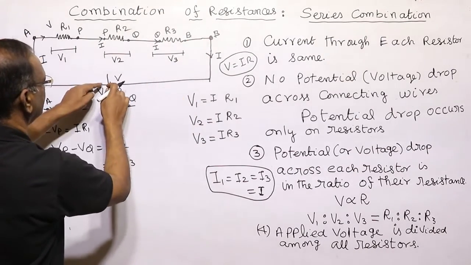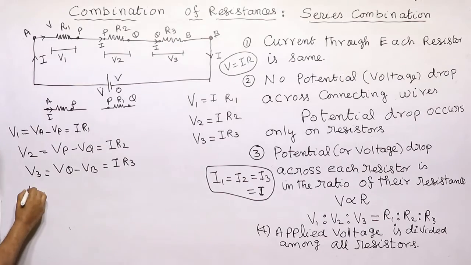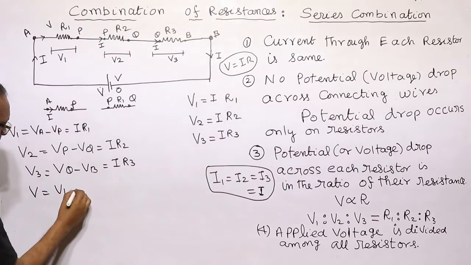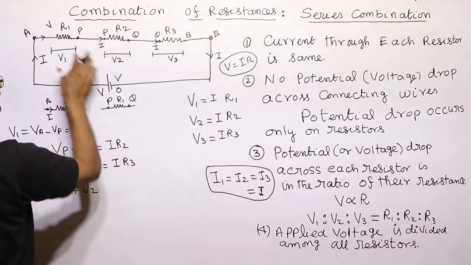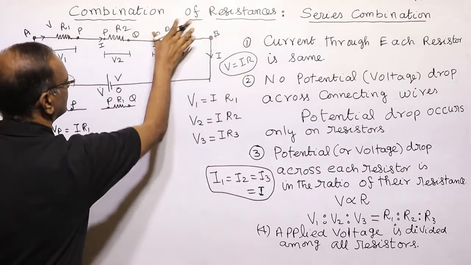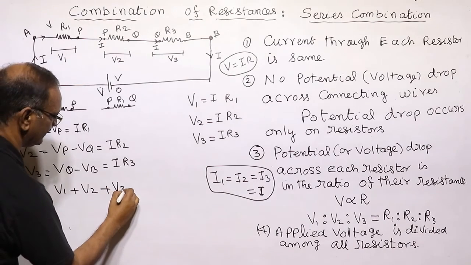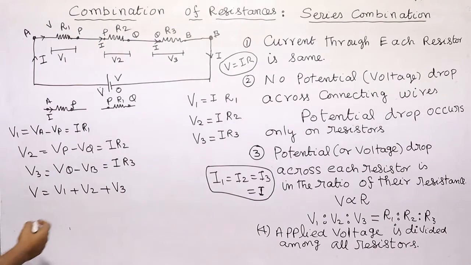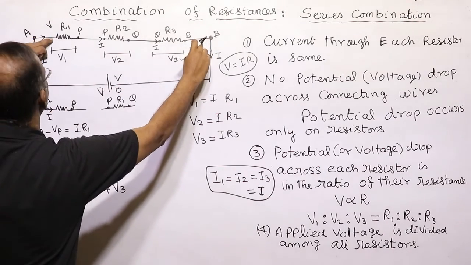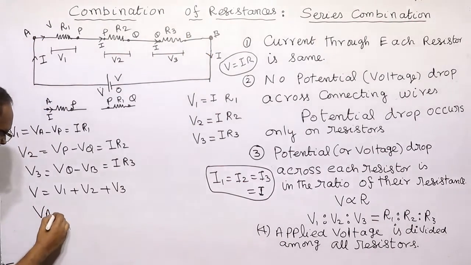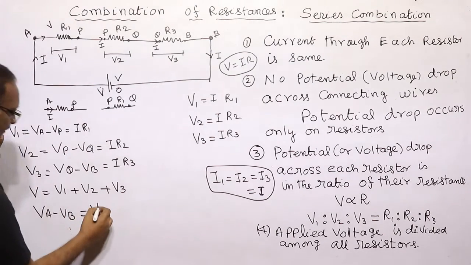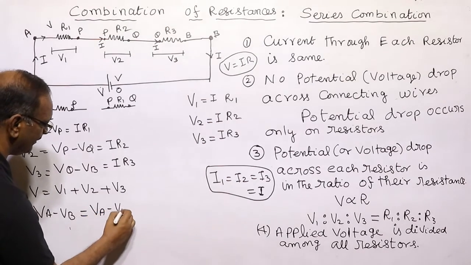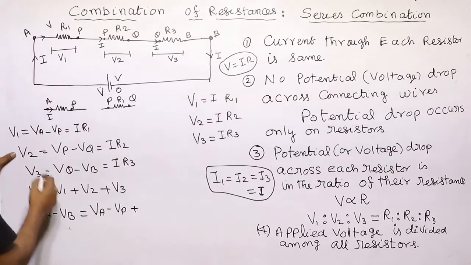Potential across this point is nothing but the potential of this one, that is V is equal to V1 plus V2. The applied voltage is equal to voltage across resistor 1, voltage across resistor 2, voltage across resistor 3, that is V3. Or what is V? V is nothing but the potential, the same potential between A and B. VA minus VB, which is equal to V1, is equal to VA minus VP plus V2.